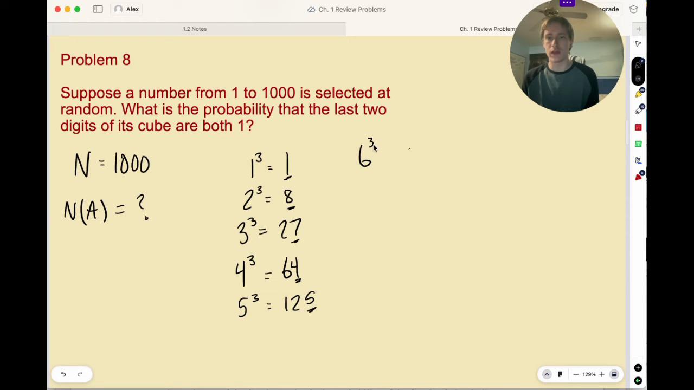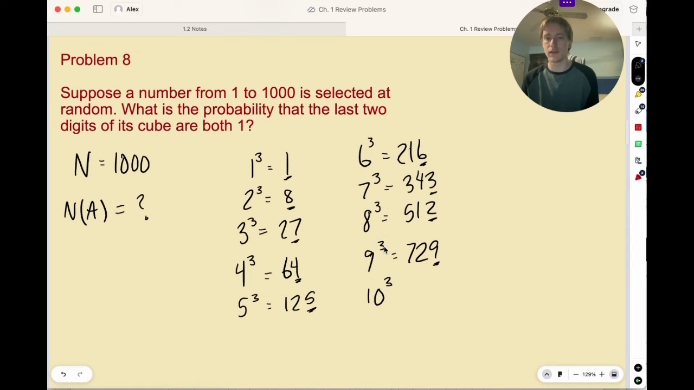It's not really the point for me to show off, but I know that 7 cubed, I don't know what that is. I think it's 343. 8 cubed is 512. 9 cubed is 729. And 10 cubed is 1,000.